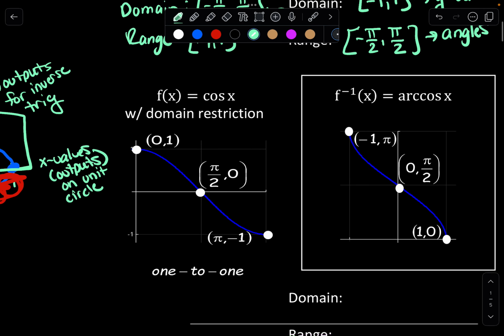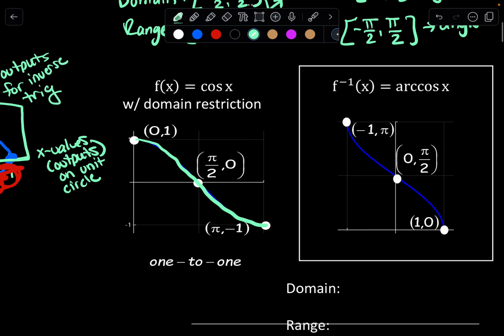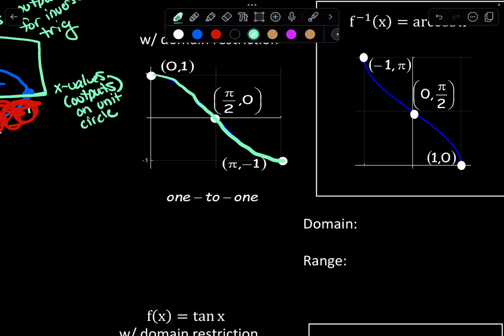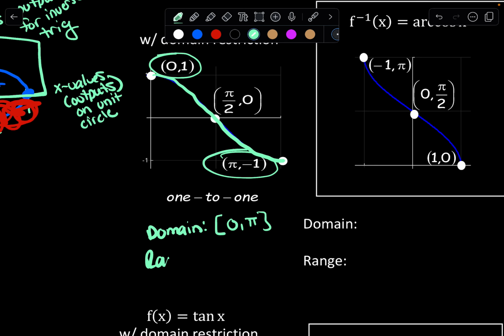So this is a picture of cosine. So remember, the rest of this looks like this. But with that restriction, we are only in this part of the curve, okay? And now it is 1-to-1. So the domain for cosine without this restriction is all reals, but in order to make the inverse a function, we now restrict it from 0 to pi. So if you look, we go from 0, 1 to pi, -1. That domain, or the angles, the only angles that we can input into cosine with regards to the inverse is 0 to pi. And then the range doesn't change. It's still -1 to 1.